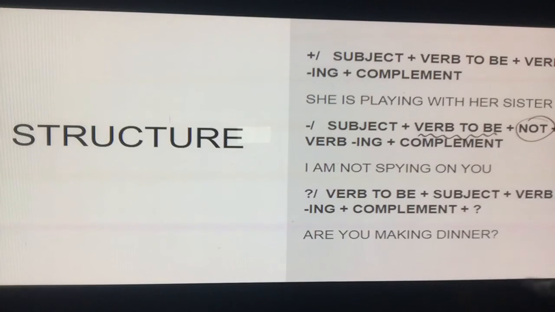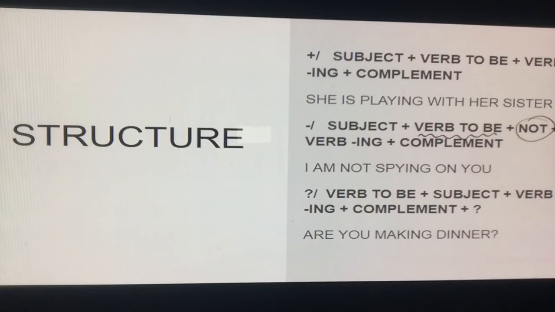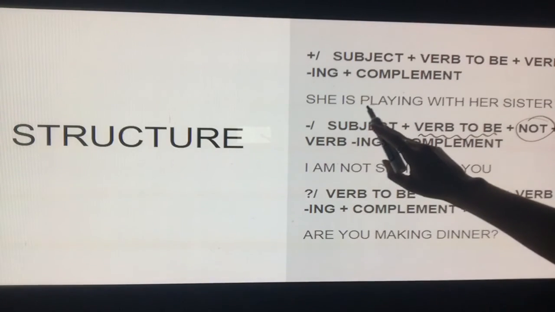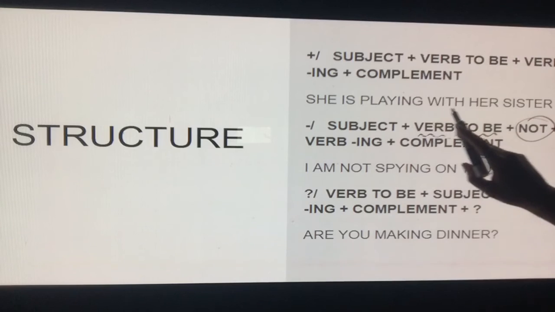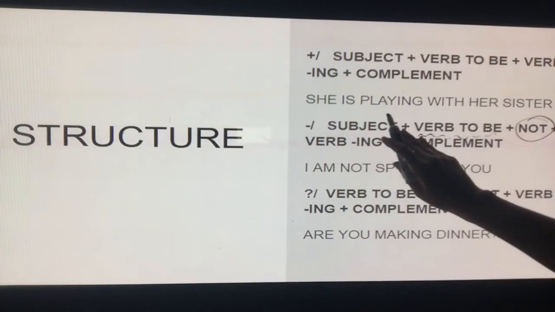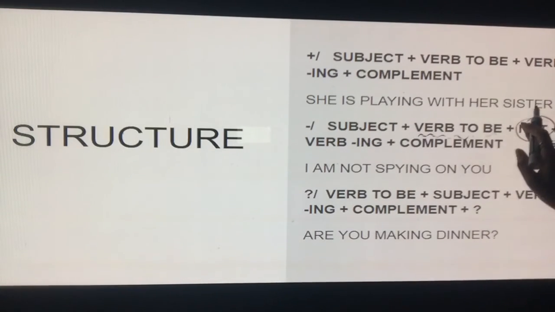Así que estas son las estructuras que vamos a utilizar, la positiva, la negativa y la interrogativa, para el presente continuo. Básicamente el positivo es lo mismo que vimos hace rato, es el sujeto, el verbo to be, el verbo en ing y lo que es el complemento de la oración. Ella está jugando con su hermana. She is playing with her sister.